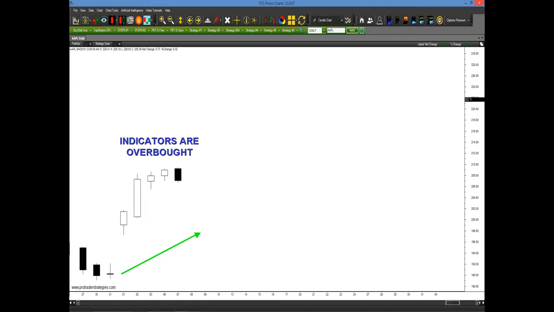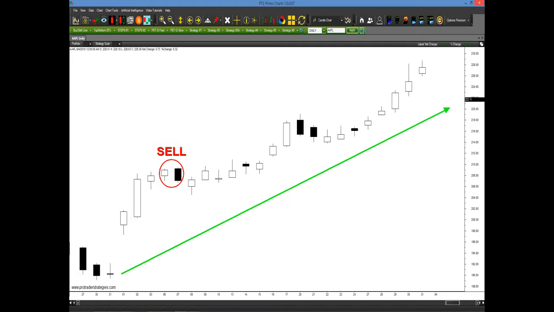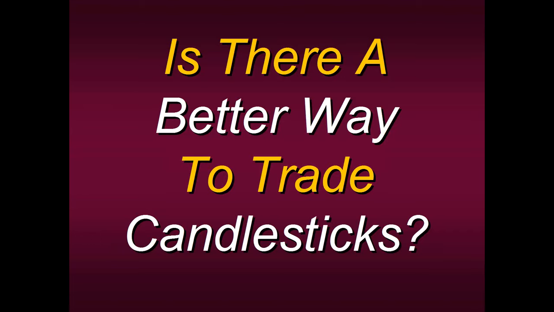And on top of that, what do we have? We have a small little uptrend in place, and we also have a bearish engulfing pattern. So for all intents and purposes, we should probably sell this because we're at the top of a small little uptrend and this is most likely going to reverse. So you jump in and you sell and then this happens, right? Looks a little familiar. So we have to ask ourselves, is there a better way to trade candlesticks?